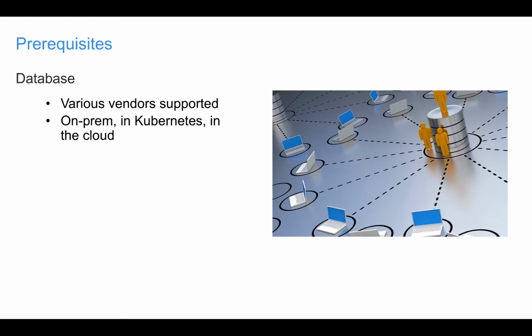There are some prerequisites you need to take note of before running UrbanCode Deploy Server in Kubernetes. First, UrbanCode Deploy requires a database. Various vendors are supported, and the database may pretty much exist anywhere. For example, the database may exist in the same Kubernetes cluster as UrbanCode Deploy. You could use an on-prem database, or the database could exist somewhere in the cloud. As long as your Kubernetes cluster can reach your database, you should be fine.